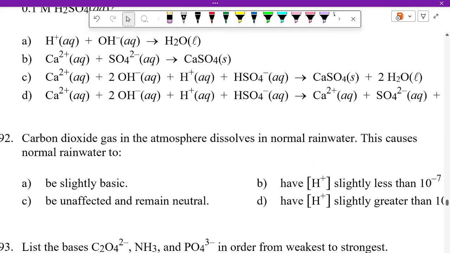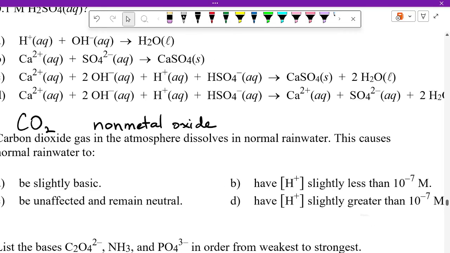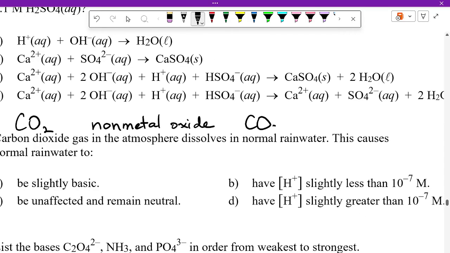Carbon dioxide gas in the atmosphere dissolves in normal rainwater. This causes normal rainwater to now. What is CO2? What kind of an element is carbon? Non-metal. And oxygen means that it is an oxide. So we have a non-metal oxide. What happens with non-metal oxides when we put them in water? They're acidic. Could you please write the equation for what happens when you put CO2 in water?